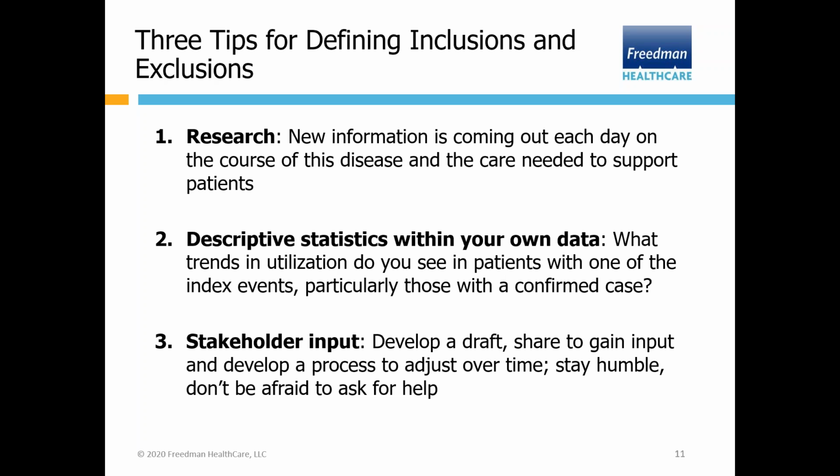That being said, as your data comes in, you can start to look at descriptive statistics in your own data. What trends in utilization do you see in patients with one of those index events and diagnoses, particularly those that have a confirmed case?